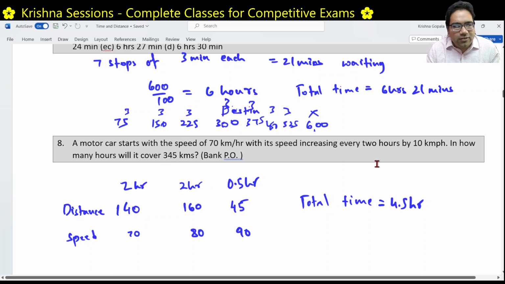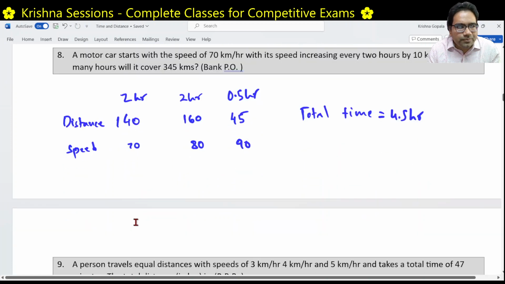45 is left. And now what is the speed again? 80 plus 10, 90. So 90 kilometers per hour is the speed and 45 kilometers is the distance left. So 0.5 hours it will complete. So what is the total time? 2 hours plus 2 hours plus 0.5, which is equal to 4.5 hours. This is a very easy problem.